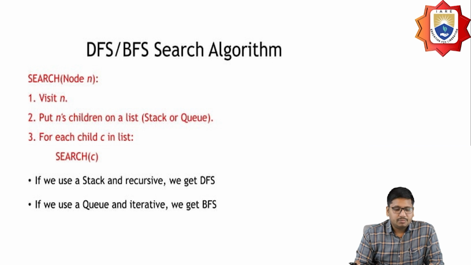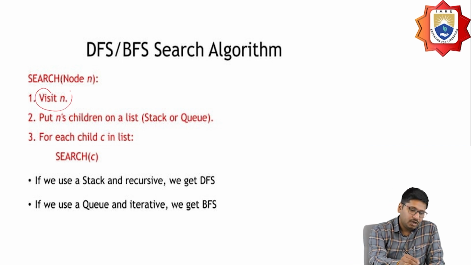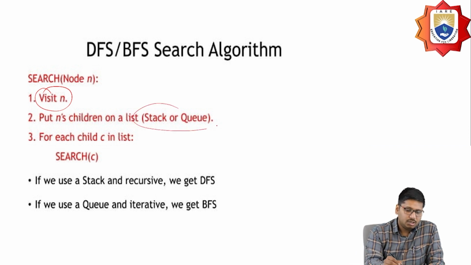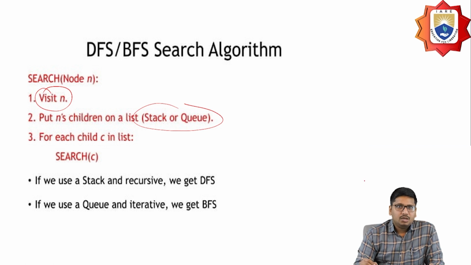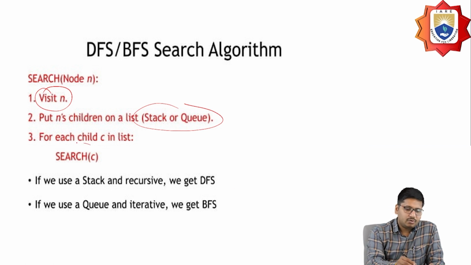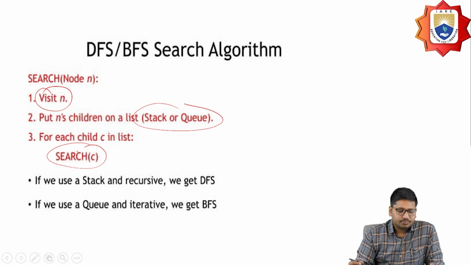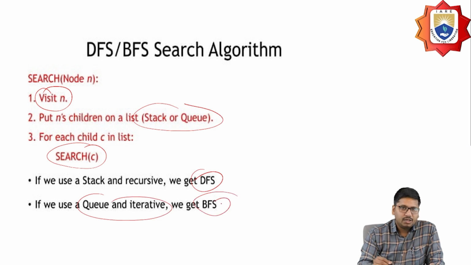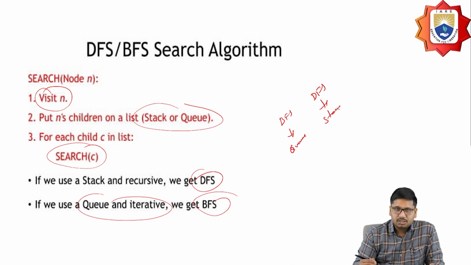In depth first search and breadth first search, normally we have to visit a node, and we have to put its n children on a list, which may be either a stack or a queue. And for each child, again we have to search the child node. If we use a stack with recursion, then we get DFS. And if we use a queue iteratively, then we get BFS. So in breadth first search, we make use of the queue data structure, and in depth first search, we make use of the stack data structure.